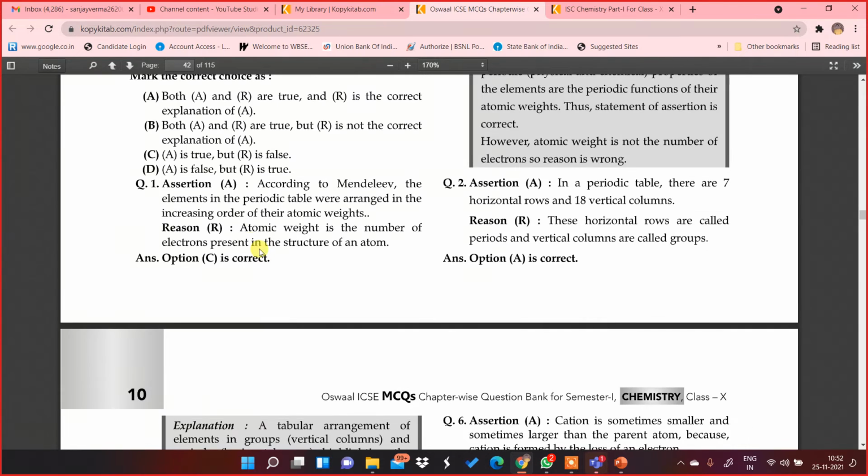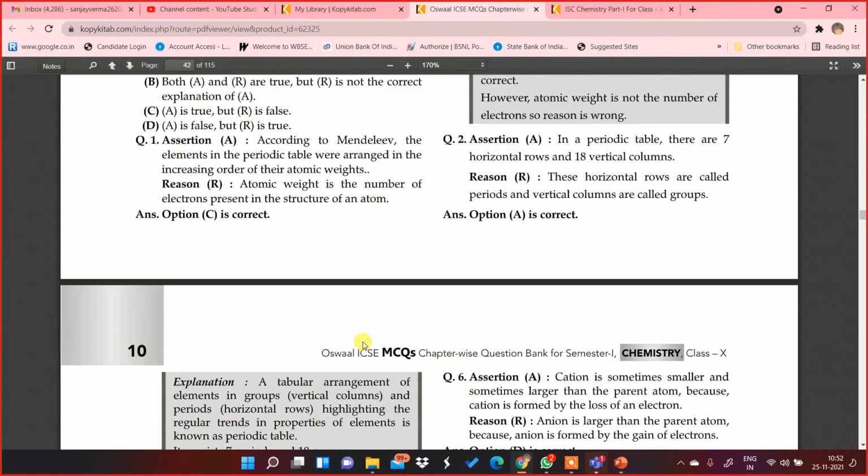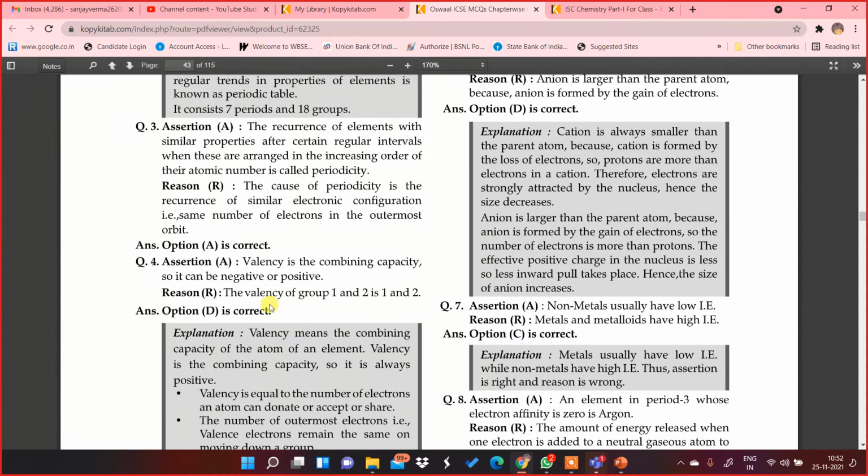What is option D? You see, A is false. Combining capacity cannot be negative or positive. It is simply combining capacity. So this combining capacity, valency, cannot be negative or positive. Okay, so your option D has been given to be correct.